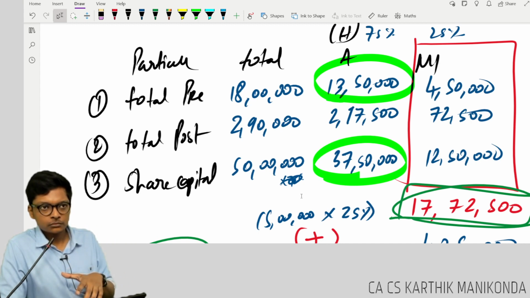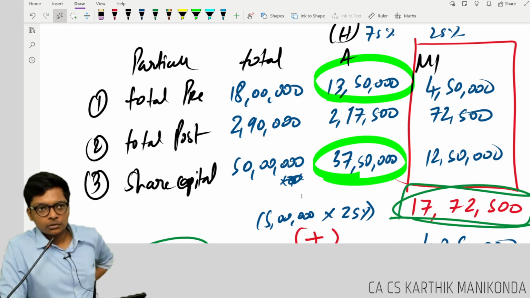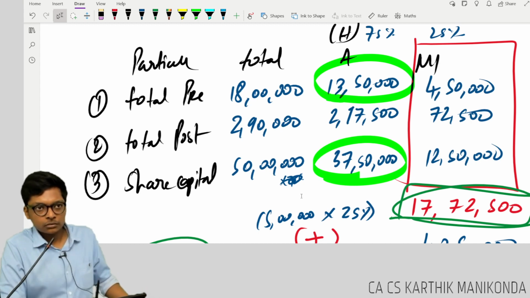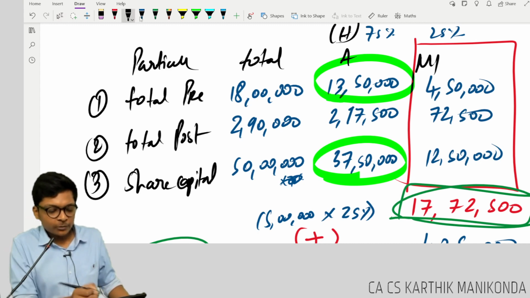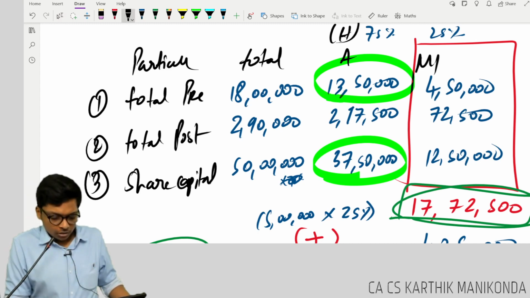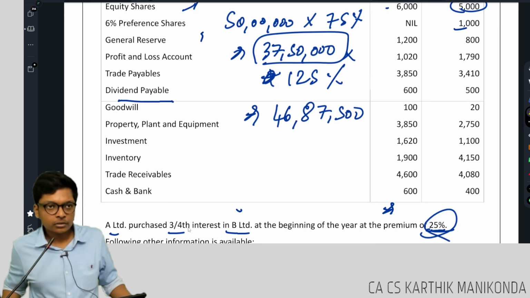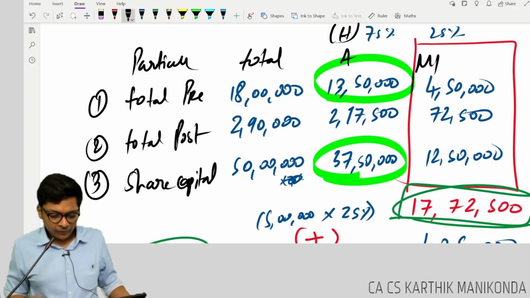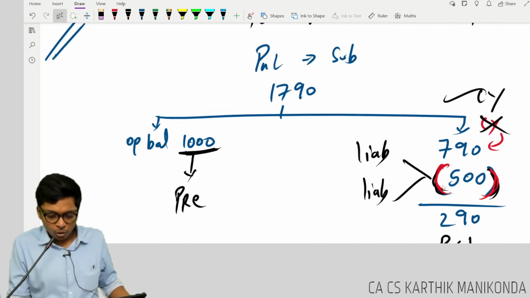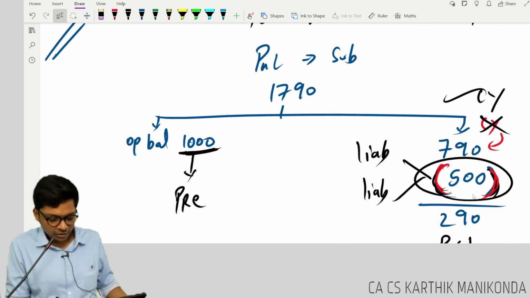But here they have made a provision, they have made a liability for the dividend payment. Can't we assume that it is actually from the pre-acquisition profits and go by the provision? Can't we assume dividend is from that? So your doubt is, why are we subtracting 500 over here? That's the doubt. Okay, simple.